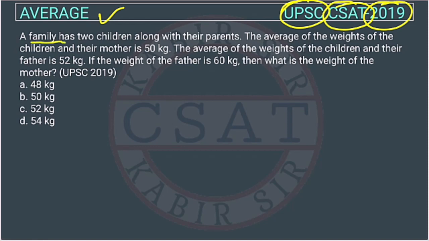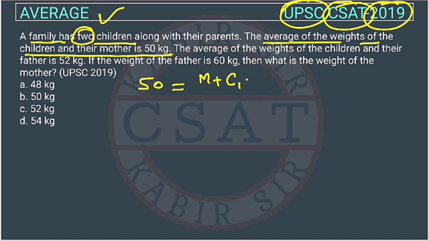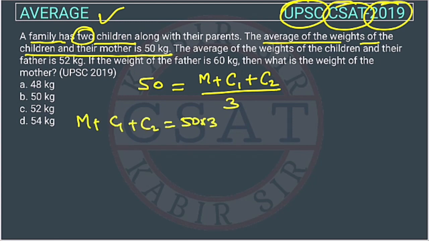A family has 2 children along with their parents. The average of the weight of the children and their mother is 50 kg, right? So what is given? The average. We know from the formula, average is equal to the weight of mother, suppose M, and the weight of children, there are 2 children, so let's assume C1 and C2 is their weight, upon 3, right? So it will become M plus C1 plus C2 is equal to 50 into 3. So it will be 150, right?